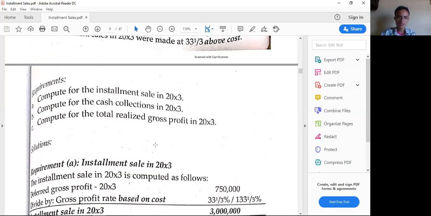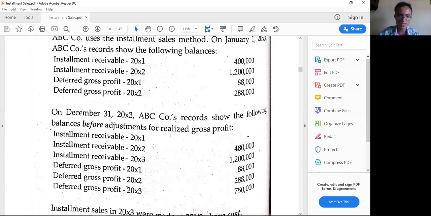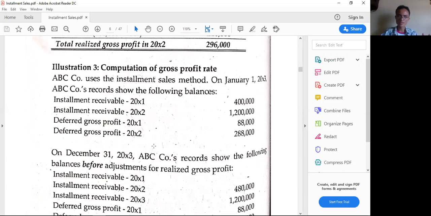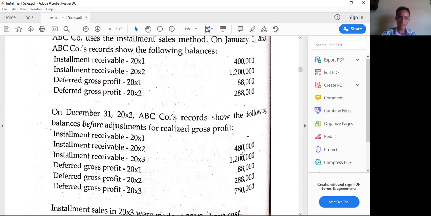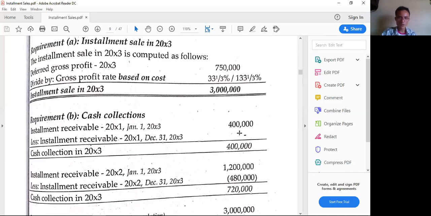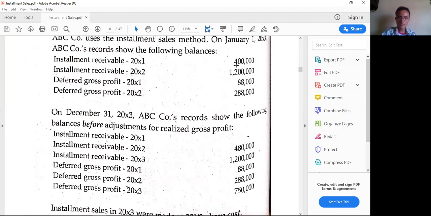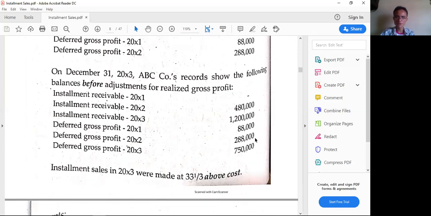Cash collections. That's requirement 2. We have to compute the cash collection. So how do we do that? Remember, the collections would be the difference between the receivables that we have at the beginning minus the receivables at the end. So the difference is what we have collected. We are given the receivables at the beginning, and these are the unadjusted balances of those receivables. So for 20x1, that is 0 at the end. So 400,000 minus 0 is 400,000, right?